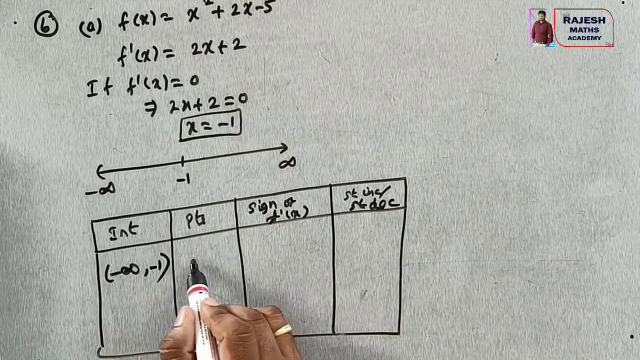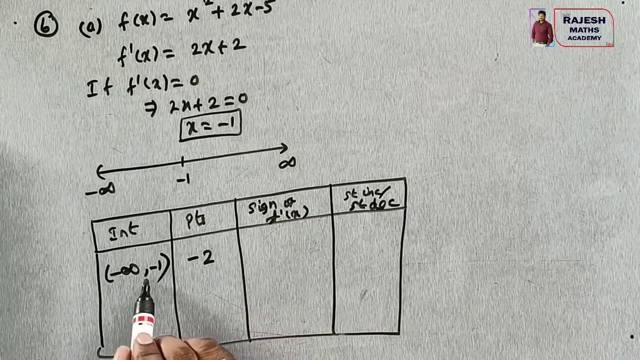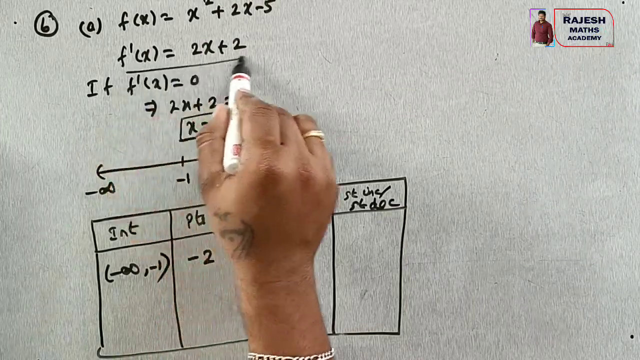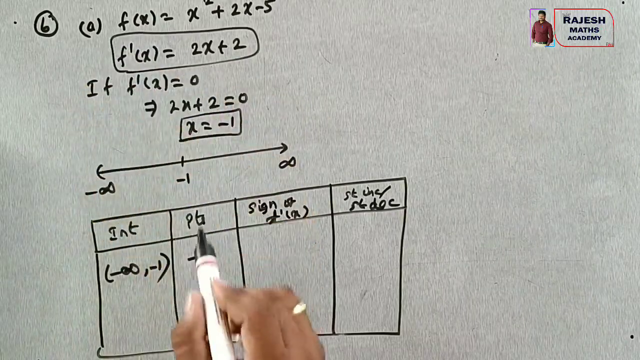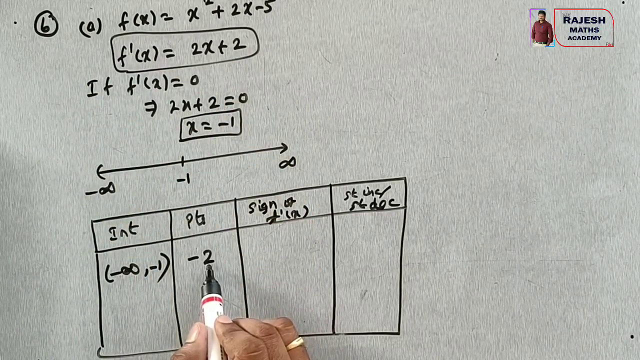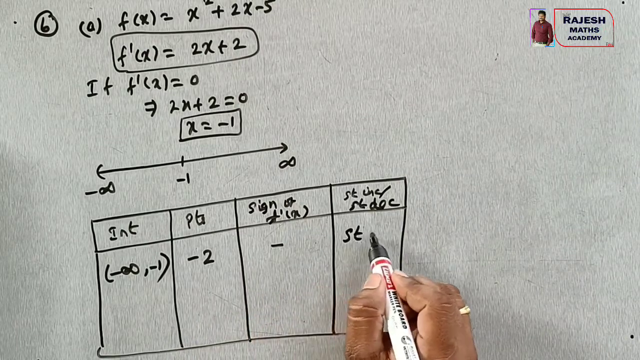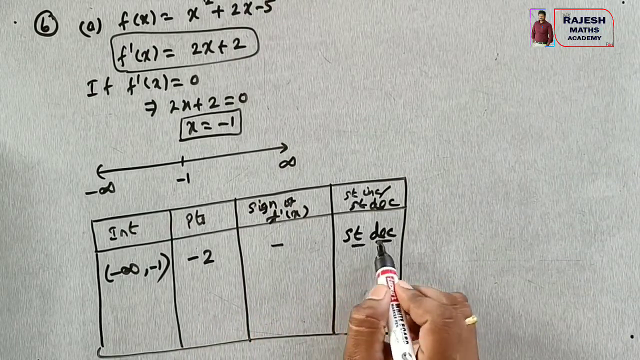I can take a point, that is minus 2, inside the interval and substitute this into f dash of x. f dash of x equal to 2x plus 2. Substituting, 2 into minus 2 plus 2, it will be negative. So negative means we can say that it is strictly decreasing.